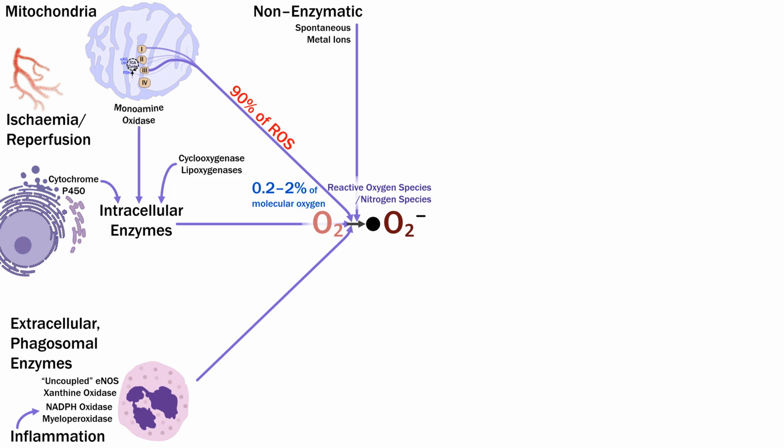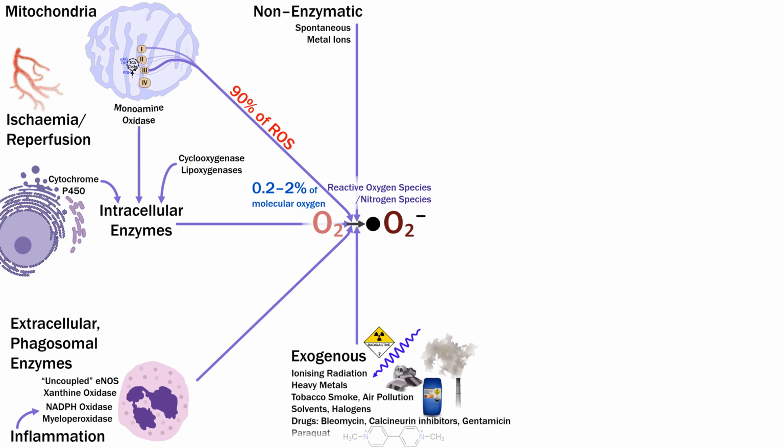There are also exogenous sources of reactive oxygen species, which include ionizing radiation, heavy metals, tobacco smoke, air pollution, halogens, and certain solvents. Drugs and other poisons that generate reactive oxygen species include the chemotherapy drug bleomycin, calcineurin inhibitors, gentamicin, and the herbicide paraquat. Paraquat is a fascinating but horrifically toxic molecule that's very efficient at generating superoxide in vivo. You may have heard that both paraquat and bleomycin toxicity are exacerbated by the administration of oxygen, which should make sense with that mechanism.